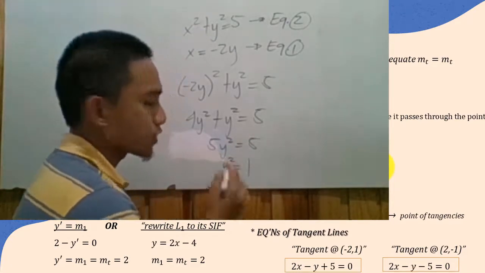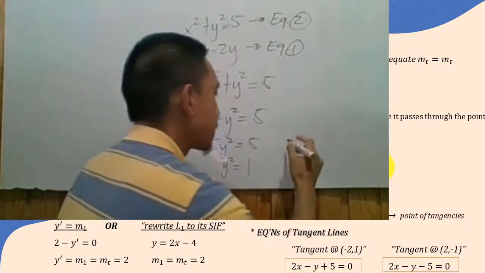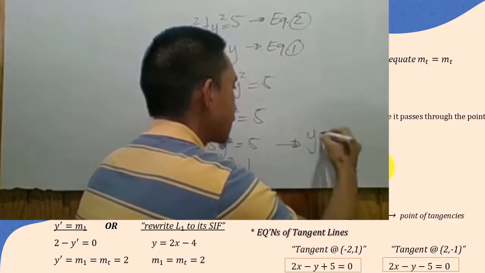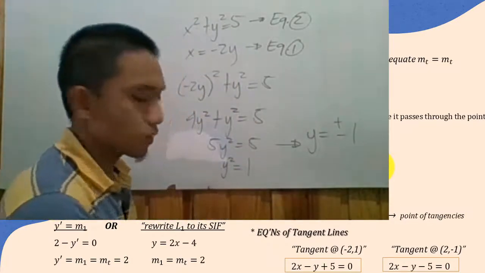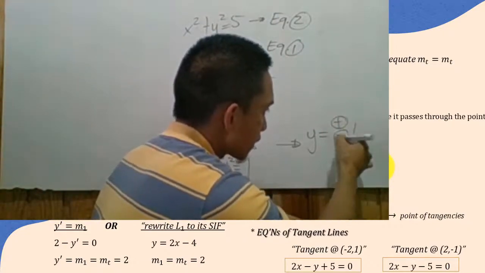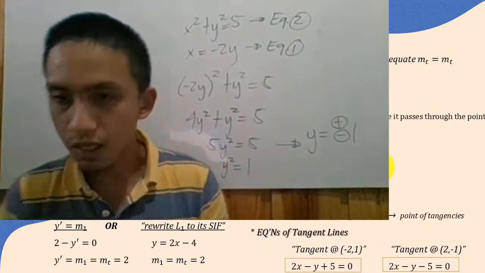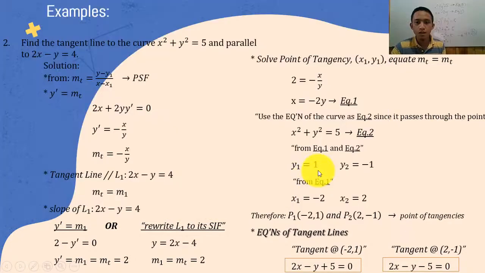Get the square root since we are solving for y, not y squared. So get the square root of both sides. You will be having here y is equal to positive and negative. Okay, do not forget about this: a square root will always be positive and negative. So you have two values, a positive 1 and a negative 1. That's how your values here are solved. y is positive and negative 1.